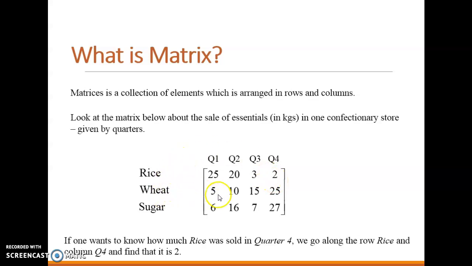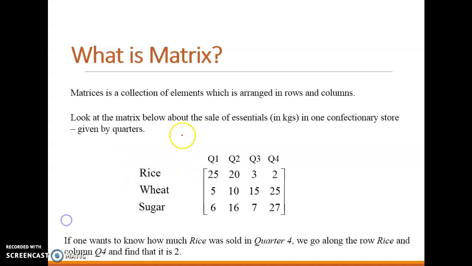Similarly, for wheat, we can read that 5 kilograms of wheat are sold in quarter 1, 10 kilograms in quarter 2, 15 kilograms in quarter 3, and so on. Similarly, we can also ascertain the quantity sold for sugar quarter wise. If I want to know how much rice was sold in quarter 4, we can simply look in the row of rice for the column quarter 4. So the answer is 2. Basically, a matrix is just the representation of elements arranged in rows and columns.